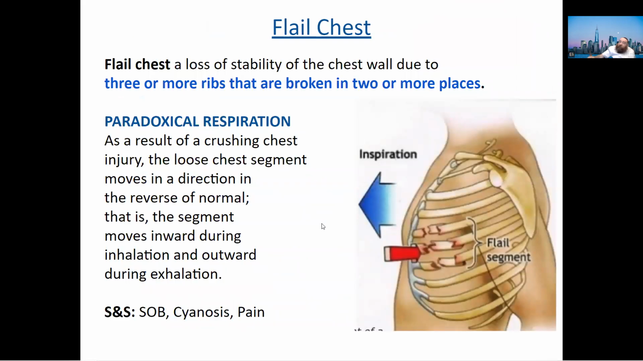Another injury in the chest. I'm sorry, Ribelli. Again, the JVD proves to you what? Cardiac tamponade. Okay, got it. Okay.